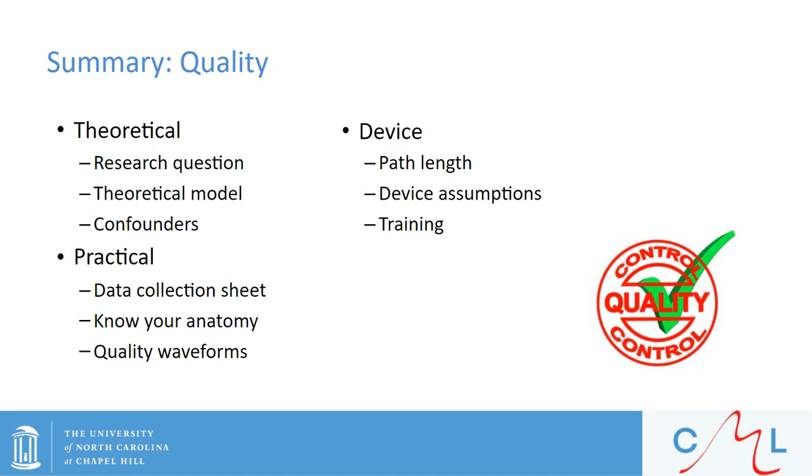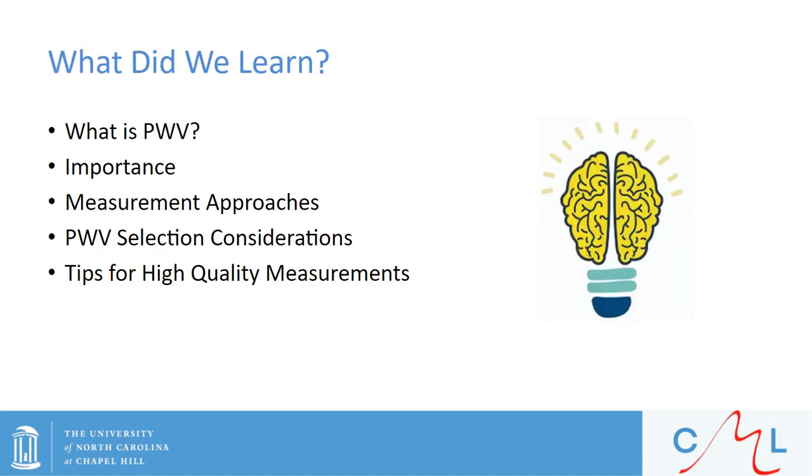So just to summarize this section, I gave some theoretical recommendations, including making sure we have a sound research question and that we understand potential confounders in our model. Some practical considerations, including making sure you have a good data sheet that acts as a recipe, know your anatomy, know how to ascertain whether the waveform is of suitable quality. And then there are device-based factors. Gabe mentioned path length earlier on, but we should also know what the device assumptions are, and we should ensure that there is adequate training before a given study commences.